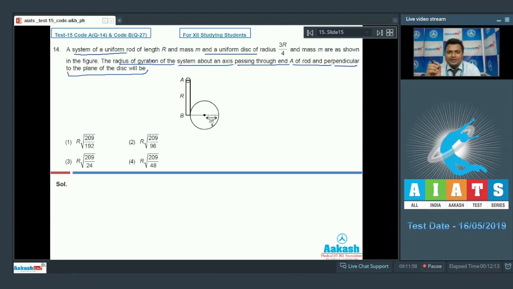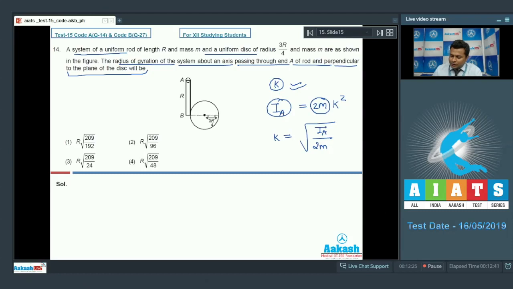Now about the radius of gyration, we know very well that the radius of gyration given by k is related with moment of inertia as moment of inertia about A of the system will be M k square, where M is the total mass of system, which is actually m plus m, 2m. So from here we can get the radius of gyration, that is under root I_A upon 2m. So in order to calculate the radius of gyration, we have to calculate the moment of inertia first.